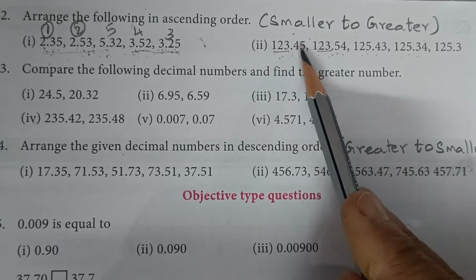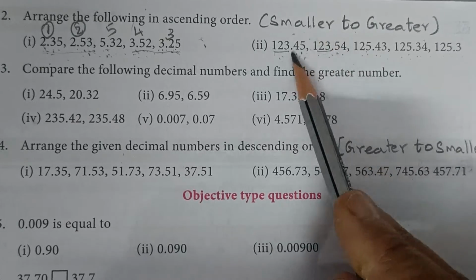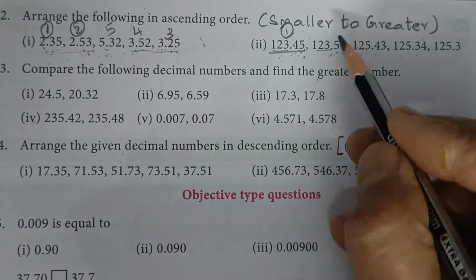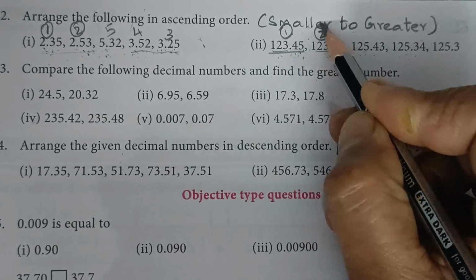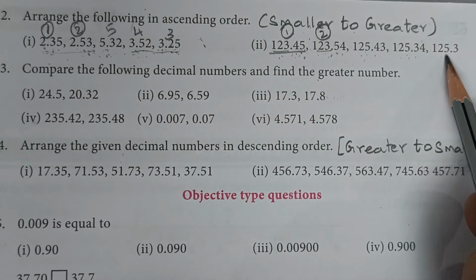Compare the tenths place. 4 tenth, 5 tenth. Which is smaller? 4 tenth. So this is the first smallest. Then the second is naturally the next one, 123 only, point next. Second smallest. Now 125, 125, 125.